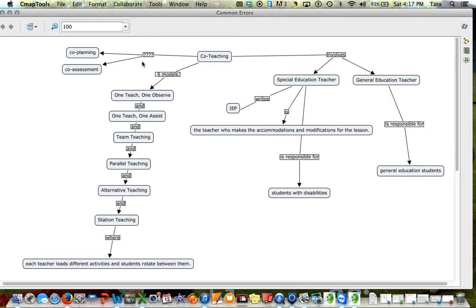The common mistakes, again: make sure you have linking words. Don't put them in linear fashion. We don't want long blurbs here. And we want specific terms and accurate connections between things. So you can use your textbook to look for the relationships. Any word that I give you is going to be right in your text. After all, the purpose of this assignment is to show me that you read and understood the readings for the week.